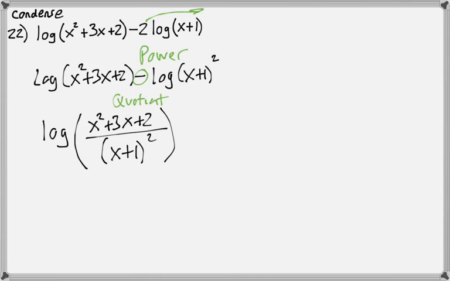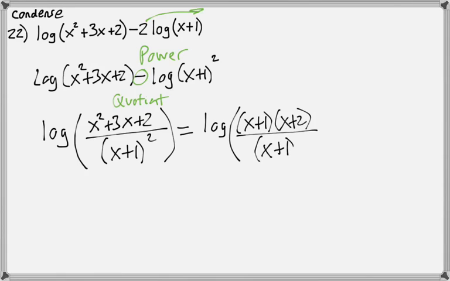Okay, so we've condensed it into one logarithm, but we can still simplify it. And this is because we can factor the top. So the top is going to be what two numbers multiply together to give you 2, but add together to give you 3. That'll be 1 and 2. So it's x plus 1, x plus 2, all over x plus 1 squared.